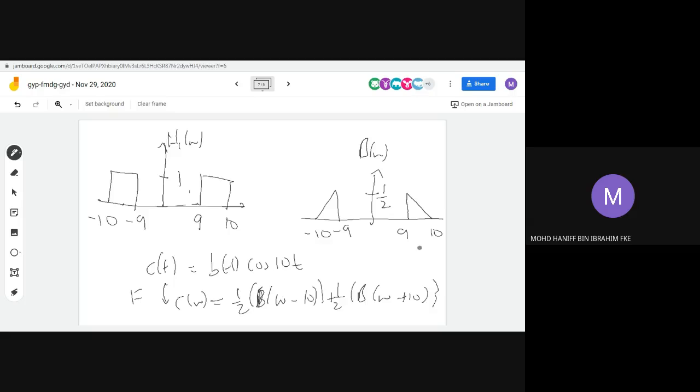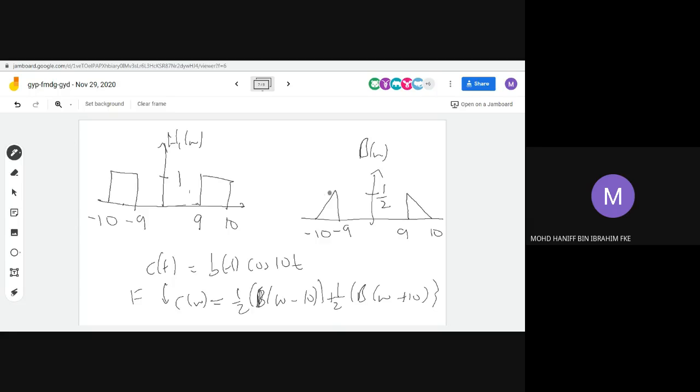When we implement this equation on this particular signal, the amplitude shall be reduced by half, because we have multiplied with half, so we get 1 over 4. This signal will be shifted by 10 units to the left, which is located between -1 and 0. Then it will be shifted by 10 units to the right, which will be located between positive 19 and positive 20.